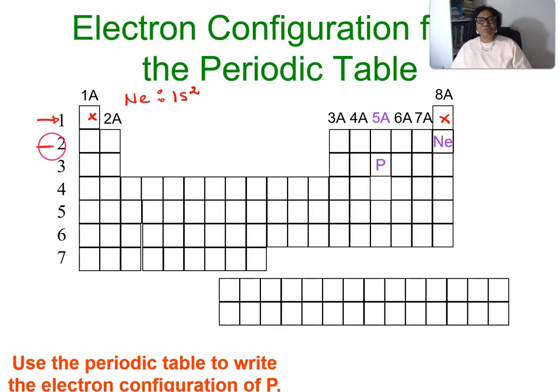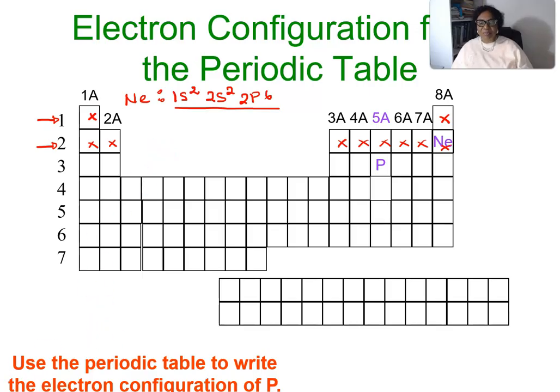Then period 2, we count the number of boxes, which is 2s. There's 2 electrons, we put 2. Then we go to 2p. How many boxes until we get here? 1, 2, 3, 4, 5, 6. We put 6. So this is the electronic configuration for neon.